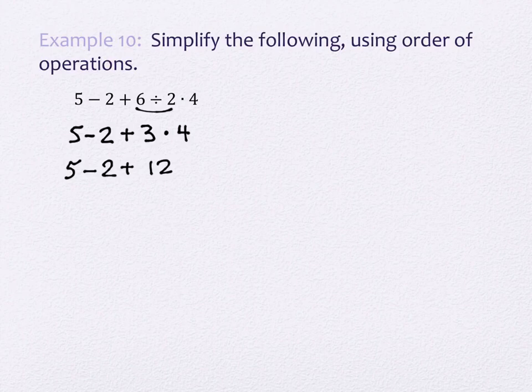Okay? So no multiplication, no division left. So we're now on addition and subtraction. What are we going to do first? 5 minus 2. Yeah, 5 minus 2 will happen first. Right? So 5 minus 2 would give me 3. And then the only step left is 3 plus 12, which will give me 15.